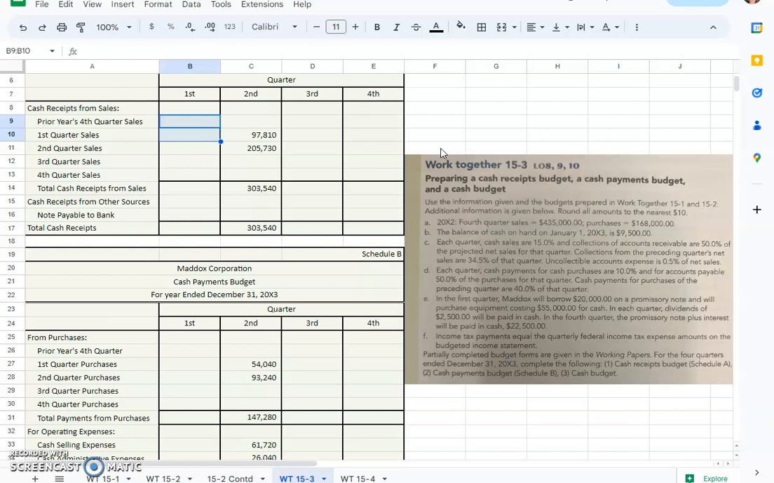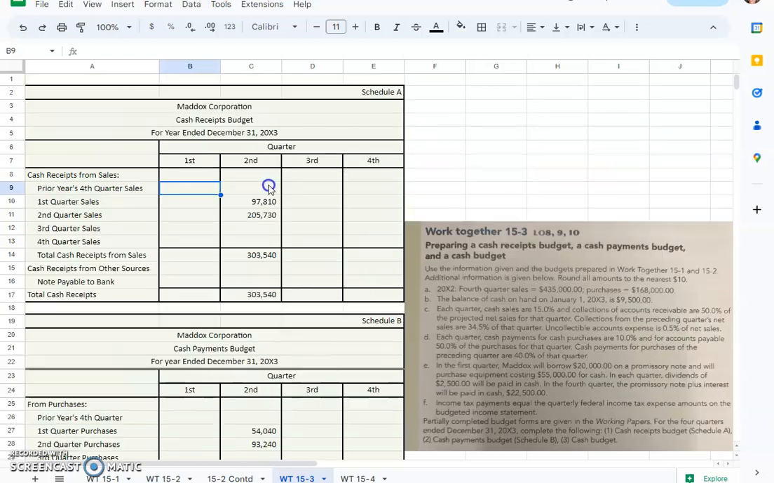All right, so we are starting with the cash receipts. A portion of our cash receipts is going to come from the last quarter sales, of course, because some of them were on account. A portion are cash sales this quarter, and a portion are accounts receivable that we'll collect on this quarter, right? Our book tells us that each quarter cash sales are 15%, collections of accounts receivable from that quarter are 50%, and from the preceding quarter, it's 34.5%. Uncollectible accounts is 0.5%.